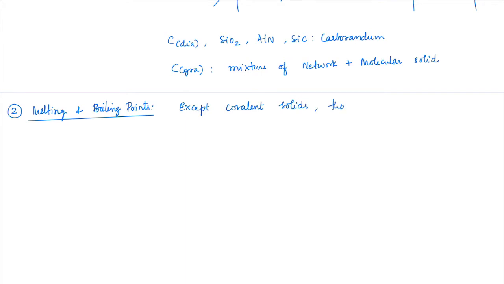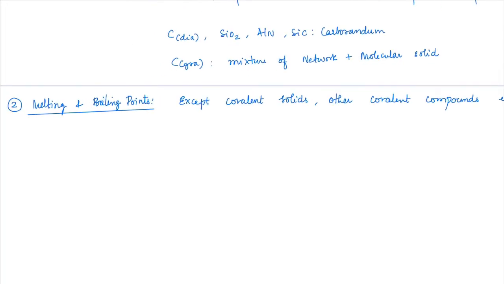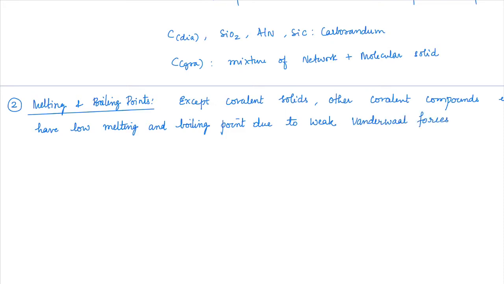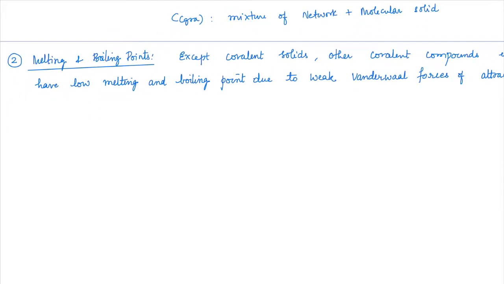Other covalent compounds in general have low melting and boiling points due to weak van der Waals forces. You guys understood that? Okay, so in general that is the case, that melting point and boiling point are quite weak in it.